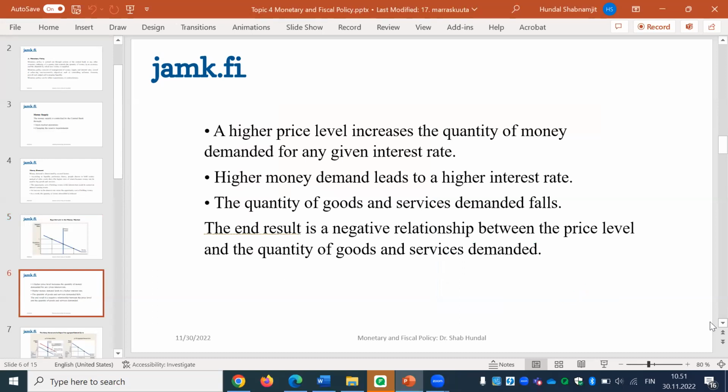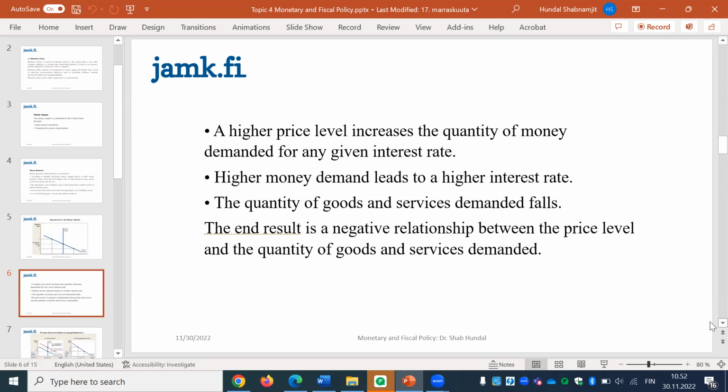And then the third point, the quantity of goods and services demanded will fall. So it basically means that a higher money demand leads to higher interest rate, and the quantity of goods and services demanded falls, because if you are able to afford to buy the same amount of goods and services which you used to buy before, that is enough. Forget about having more consumption in the modern days. In fact, people are becoming more cautious in their consumption. People are buying fewer goods and services than before.